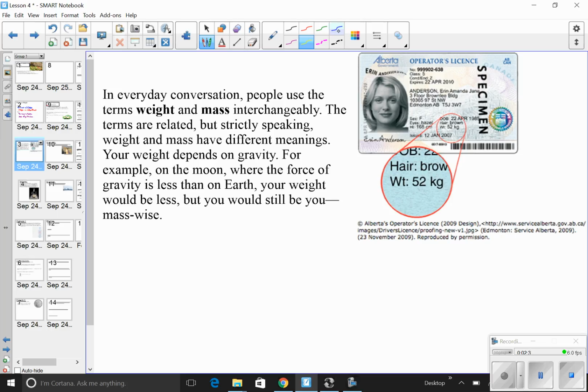But look at this. Even on our driver's license, they're saying our weight is 52 kilograms. And kilograms is a unit for mass, not weight. So even though we know they're different, we have to understand that when people say weight, they often mean to say mass.